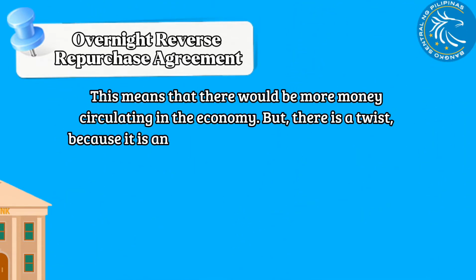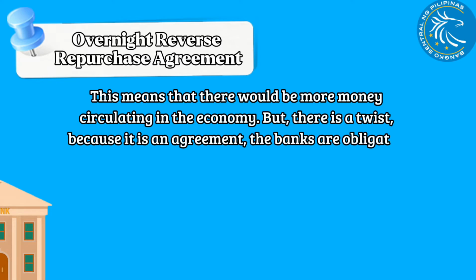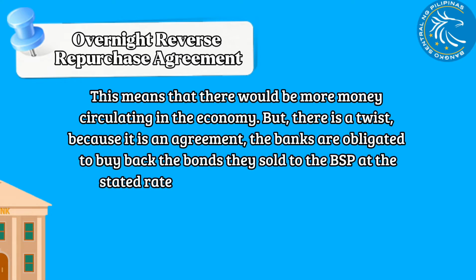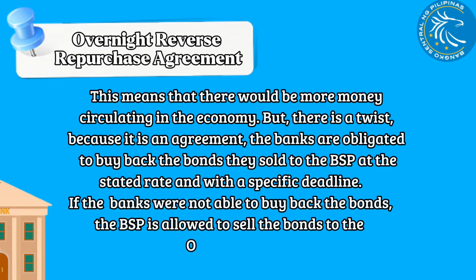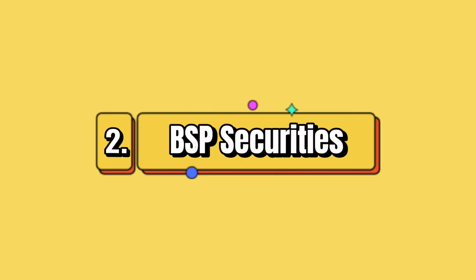But there is a twist because it is an agreement. The banks are obligated to buy back the bonds they sold to the BSP at the stated rate and with a specific deadline. If the banks were not able to buy back the bonds, the BSP is allowed to sell the bonds to the open market. Second, we have the BSP Securities.